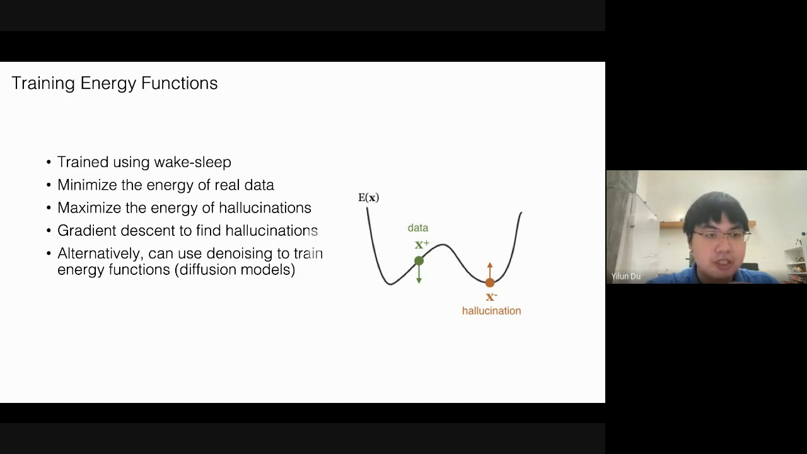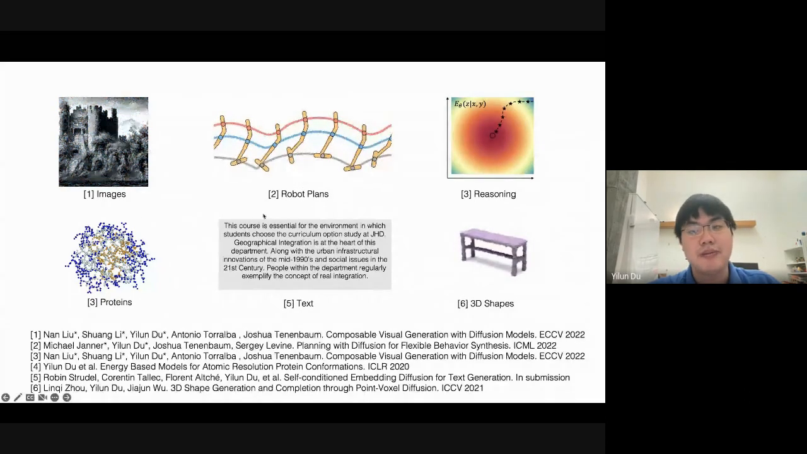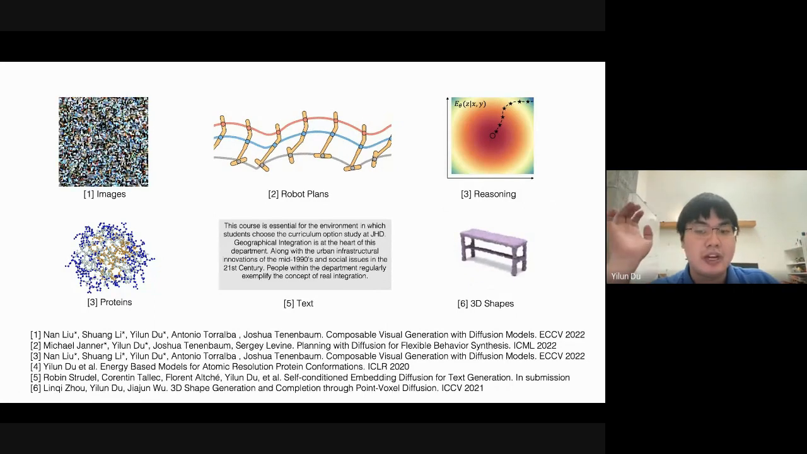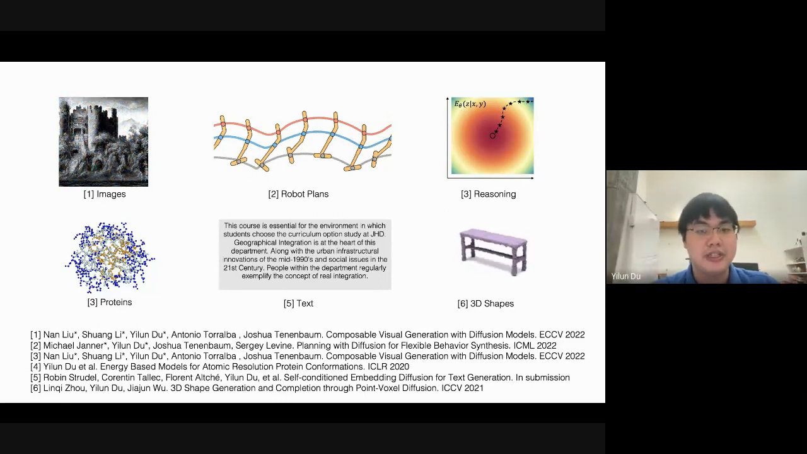An alternative way to train these energy functions is to follow what people have been doing with diffusion models, where instead of explicitly training the energy value, you can just train the gradient of the energy function. You can supervise the gradient of each data point, or the gradient of the energy landscape, by learning how to denoise images. I'll talk mostly about three different applications of these models: images, robot plans, and reasoning. But these models can be used in a variety of additional settings, for example, proteins, text, 3D shapes, and many other domains.